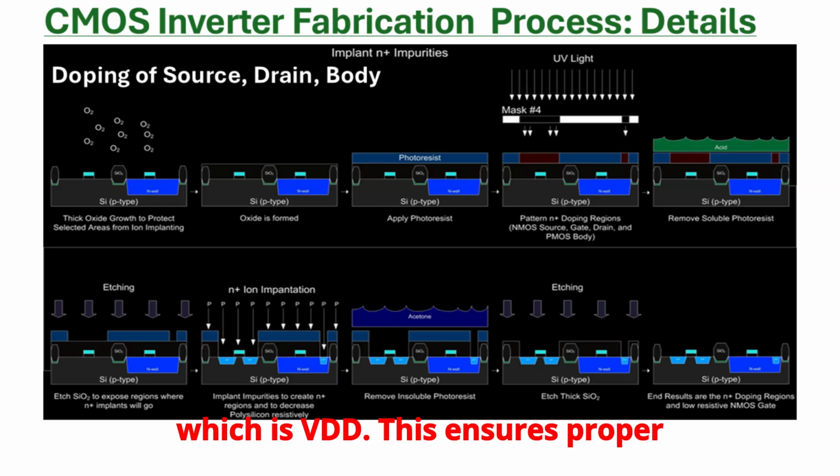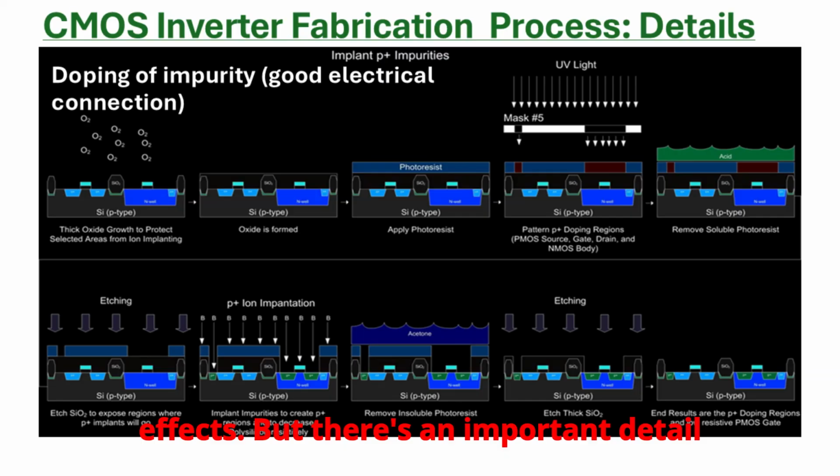This ensures proper biasing and avoids unwanted parasitic effects. But there's an important detail here. When you place a metal contact directly on a lightly doped semiconductor, it usually forms a Schottky barrier diode instead of a good electrical connection. This is undesirable because the Schottky diode has a nonlinear IV characteristic which interferes with circuit operation.